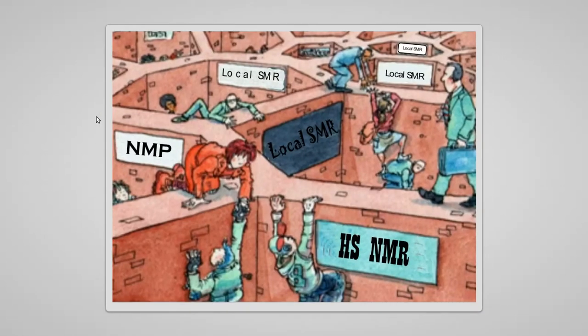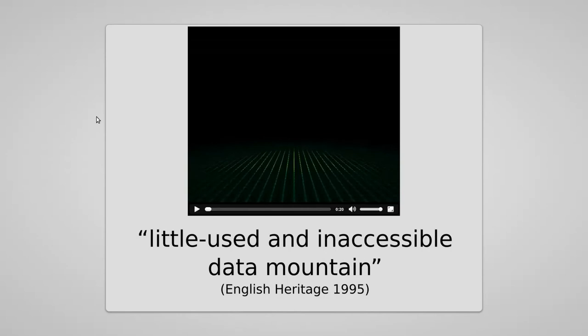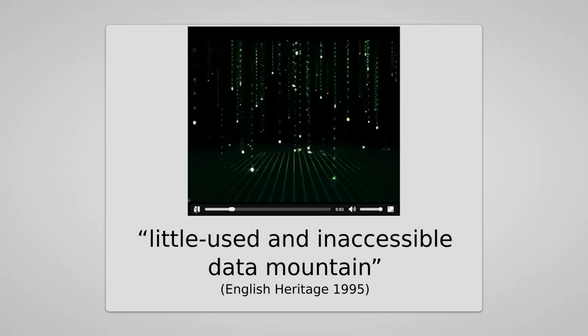We put them into heritage resources. Now, not all of these resources are accessible, and walls are built around them. And we come up against a battle between formal and informal groups because people naturally want to share, and people pass around data on USB sticks, for example. It's not necessarily the most effective way to get information from A to B. And it's created what English Heritage referred to in 1995 as the little used and inaccessible data mountain.